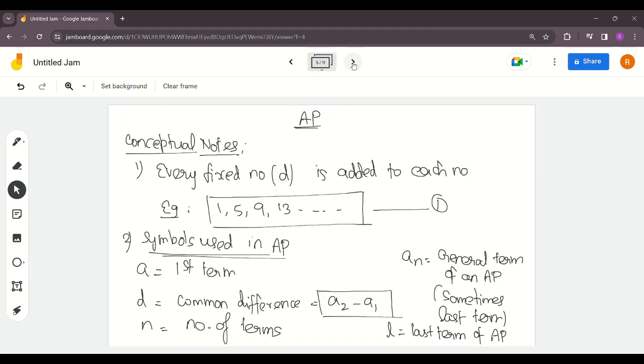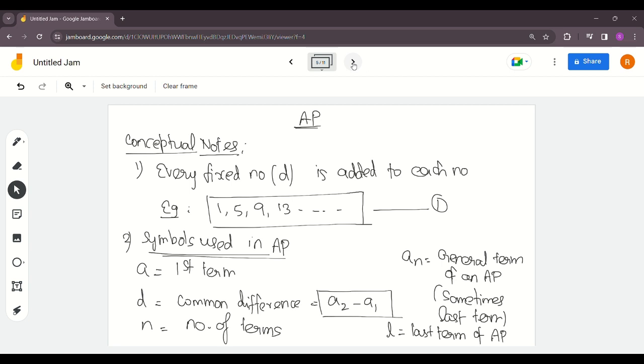Now let us go to the conceptual notes of AP. Every fixed number, d, is called the common difference of an AP, and it is added to each number. For example, 1, 5, 9, 13 etc. It is an AP because 4 is added to each term. So that fixed number here is 4.